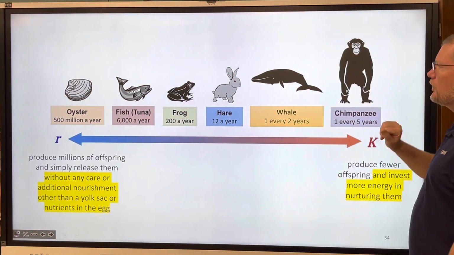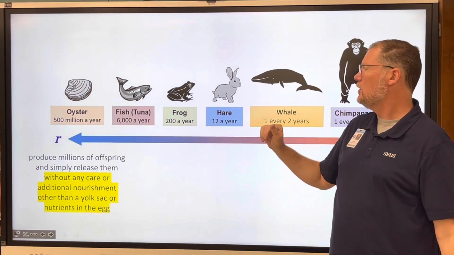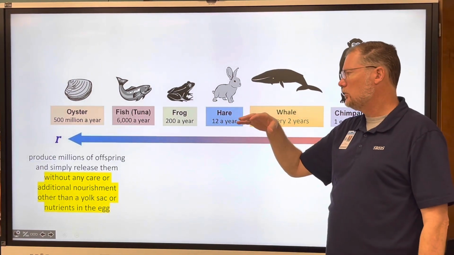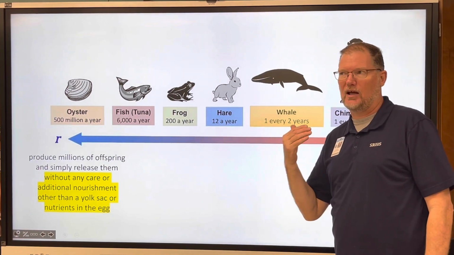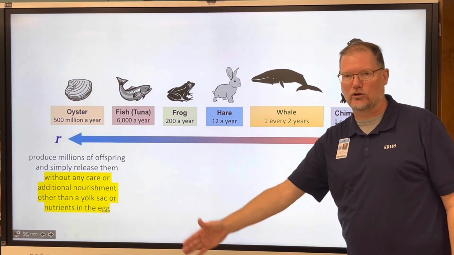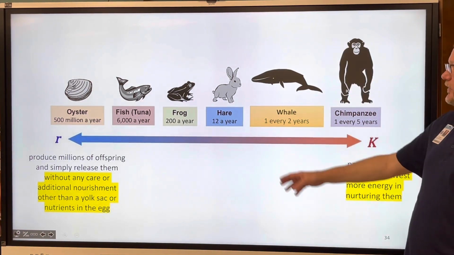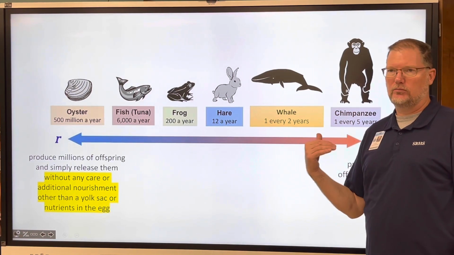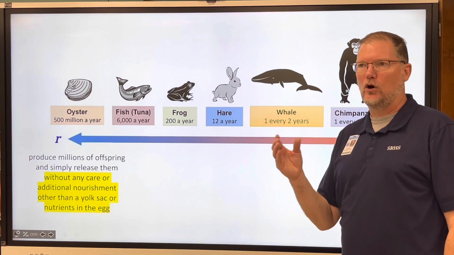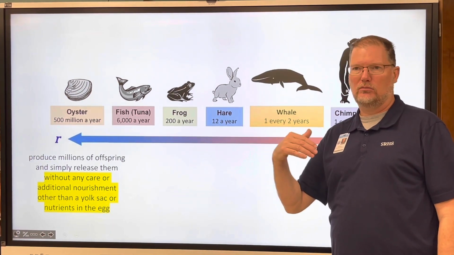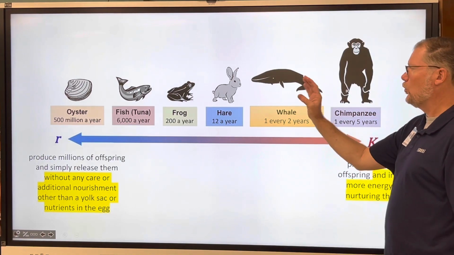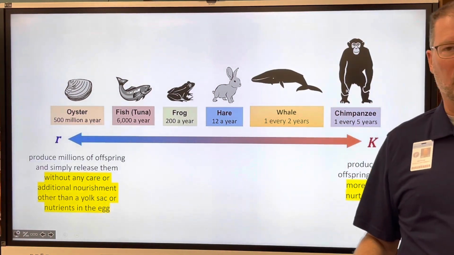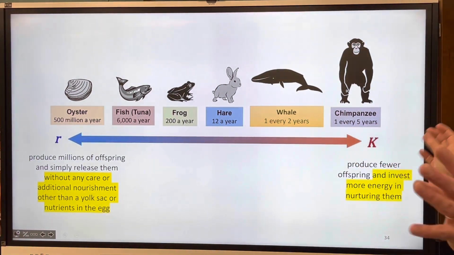Okay. Then you get to the rabbits, and they have fewer offspring than these. As we go up, they have less and less offspring. These are kind of tied with that, though. But they have more of them, right? 12 or possibly more offspring a year. They can have like 3 or 4 litters every year, rabbits. And they do expend energy because they're mammals, right? Feeding them milk and making sure that they are old enough to leave the nest to live on their own. And then, of course, whales, chimps, and then humans, right? Very similar in their K strategies. So that's a good graphic.